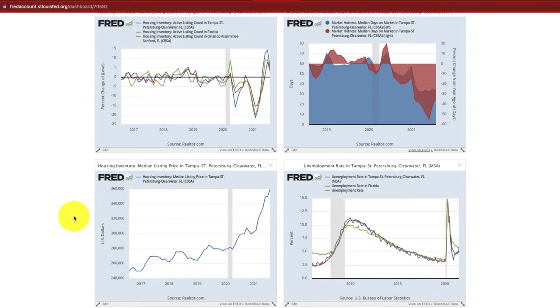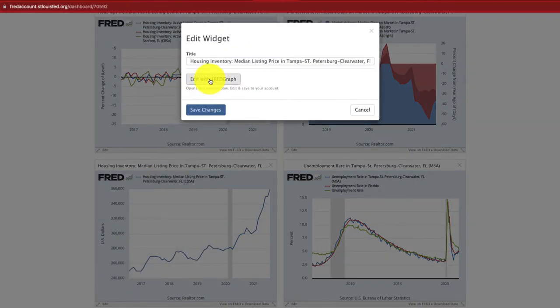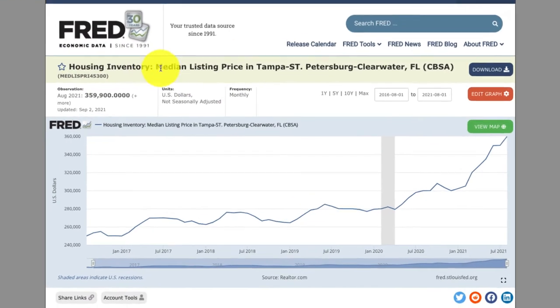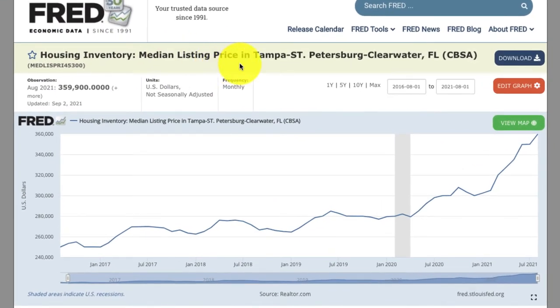So how did I actually create this chart? If you've seen the prior video, it's a little bit more in depth of how to create the widgets here, but I'll do a quick run through of how to add more context into this chart. So say you create your widget, you have median listing price for your market. You're going to go to Edit and click Edit Widget and Edit with Fred Graph. So now I have housing inventory, median listing price.